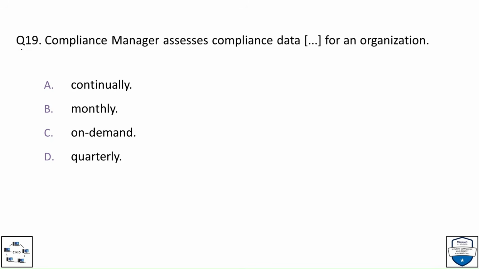Question number 19. Compliance Manager assesses compliance data blank for an organization. Option A, continually, option B, monthly, option C, on demand, and option D, quarterly. And the correct option is option A, continually. So Compliance Manager assesses compliance data continually for an organization.